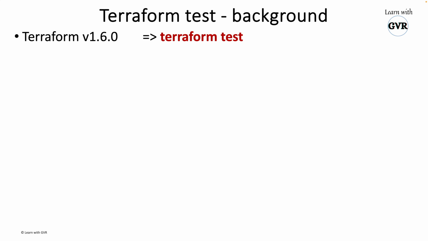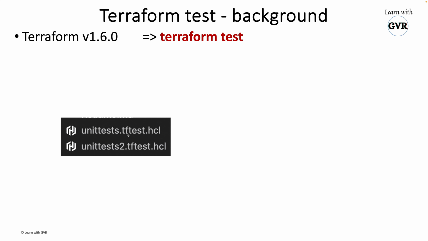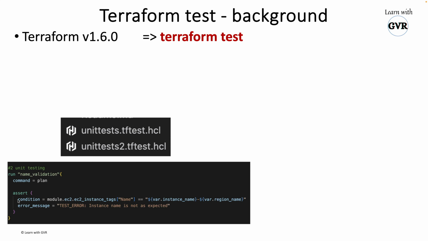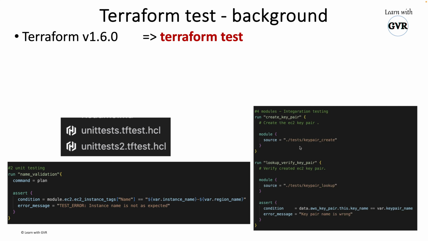So in the Terraform test, what we understood is there is a tftest.hcl. This is the file which refers to the test file, where you can define unit testing or integration testing. So when I say test, it means every run block refers to a test. So when Terraform test means one run block. Run block has internally this command, right?